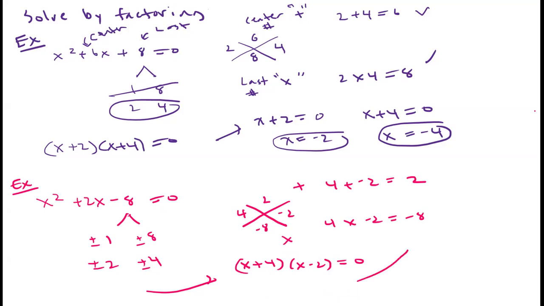All right, so anyway, we're going to set these equal to 0. So that gives us negative 4 and positive 2.